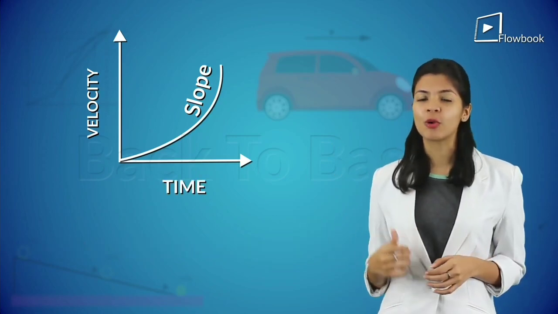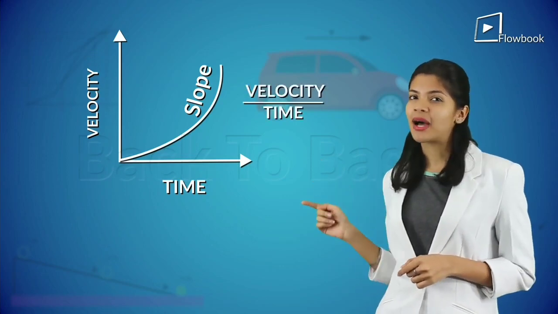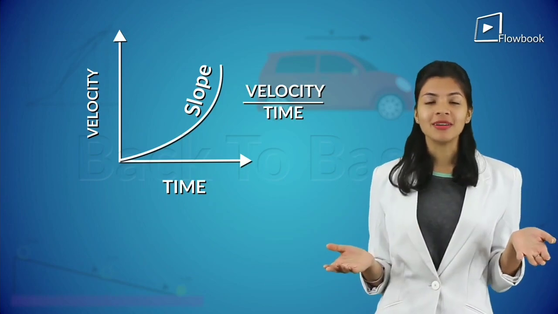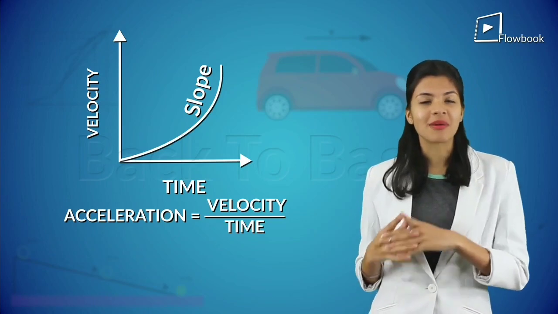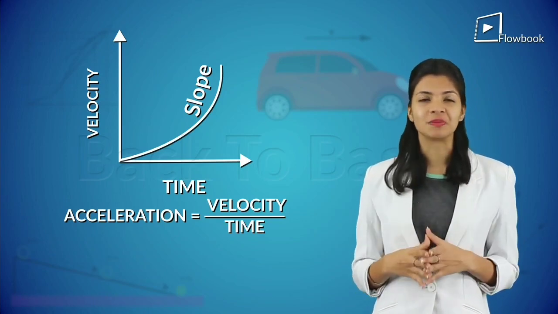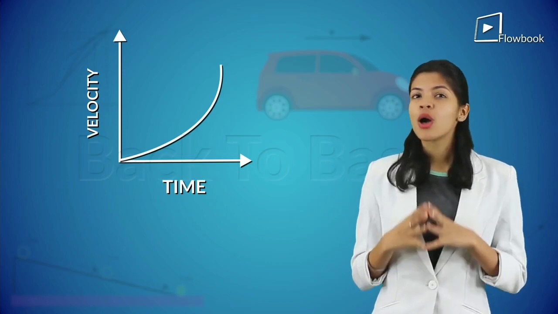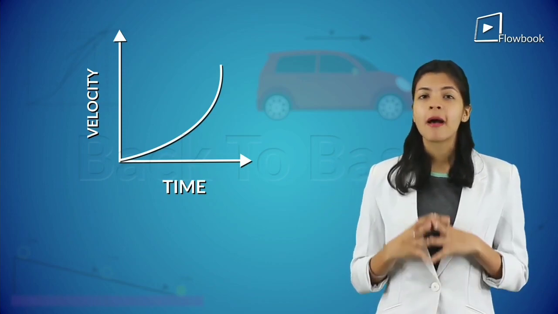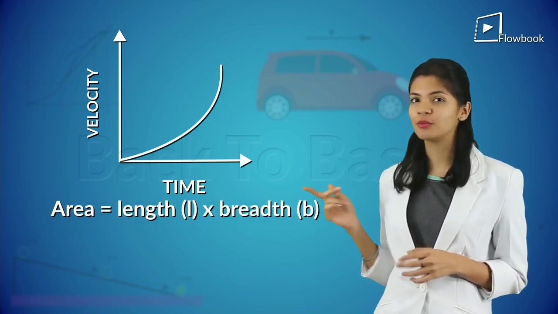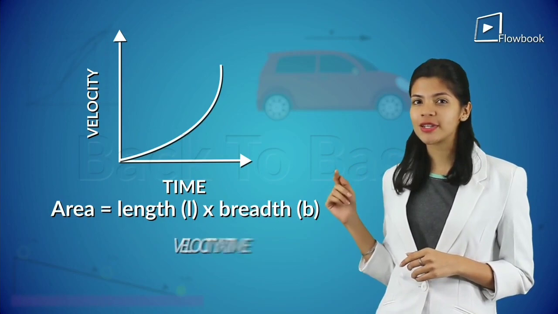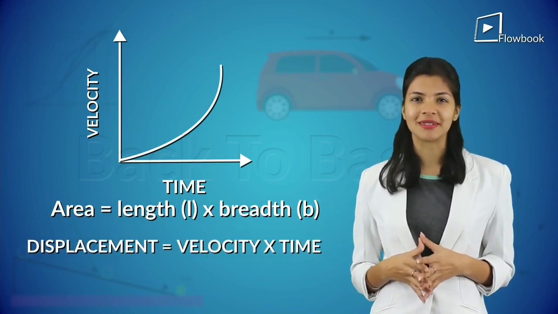Now what will be the slope of a velocity time graph? It will be velocity by time, which is nothing but equal to acceleration. So the slope of velocity time graph gives us acceleration, and the area under the velocity time curve will give us displacement, because what is the formula for area? It is length into breadth, which will be velocity into time, which is nothing but equal to displacement.